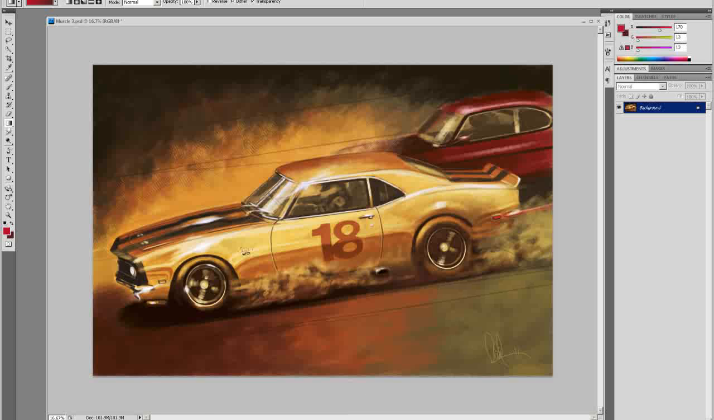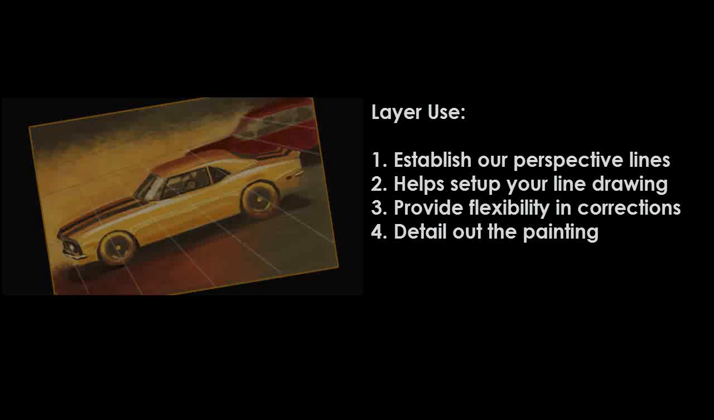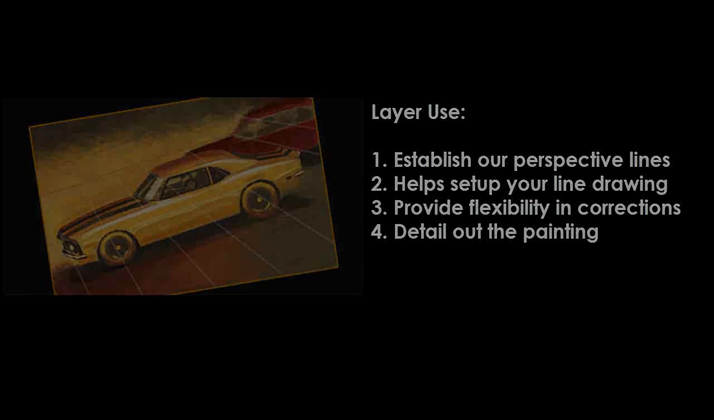Let's recap and summarize the uses for layers in general. The first thing we did was to establish our perspective lines. That falls right into number 2, which is to help set up your line drawing. After that, all these layers are really there to give you the flexibility of making any corrections by segregating all these elements. And then fourth is to just detail out the painting.